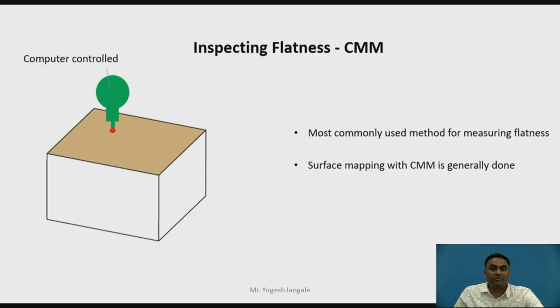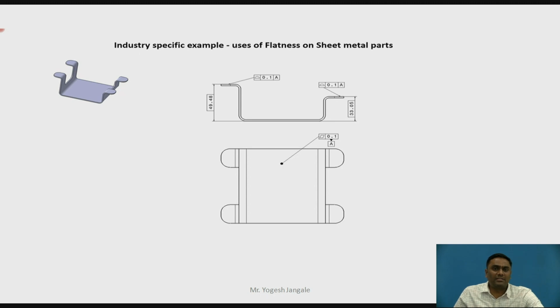Inspecting flatness, we can do it using a CMM as well. This is one method to measure flatness. This is one example over here. You can see this overall surface is maintained with a flatness of 0.1. The same surface is used as a reference for other features that are geometrically toleranced, that is, profile of a surface and profile of a line. So the major or datum surface must be flat, then only will the other parameters be in the range given by the tolerance zone.